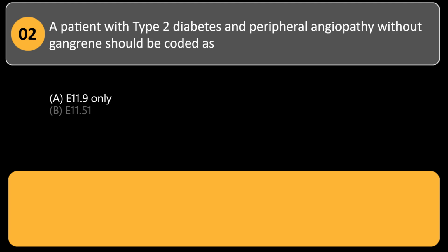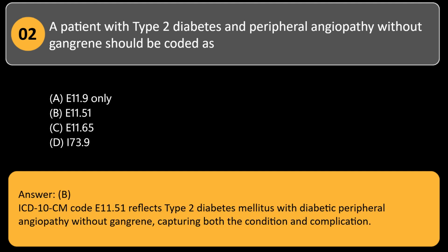A patient with type 2 diabetes and peripheral angiopathy without gangrene should be coded as: A. E11.9 only. B. E11.51. C. E11.65. D. I73.9. Answer B. ICD-10-CM code E11.51 reflects type 2 diabetes mellitus with diabetic peripheral angiopathy without gangrene, capturing both the condition and complication.